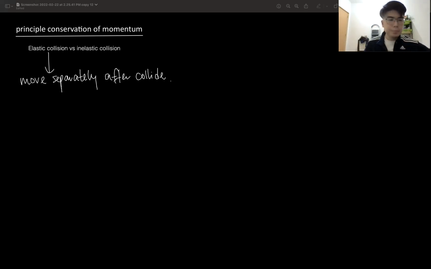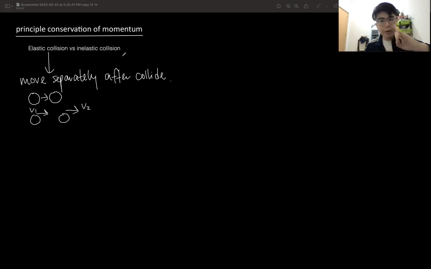For example, like kicking a ball. The ball comes, you kick it, and then it moves separately. That is also elastic collision. For example, the billiard ball, one ball bounces off another, and then they move separately. When they move separately, that means they have their own velocity. When two bodies collide, after that they move separately, this is going to have V1, this is going to have V2, different velocity. Okay, that is elastic collision.